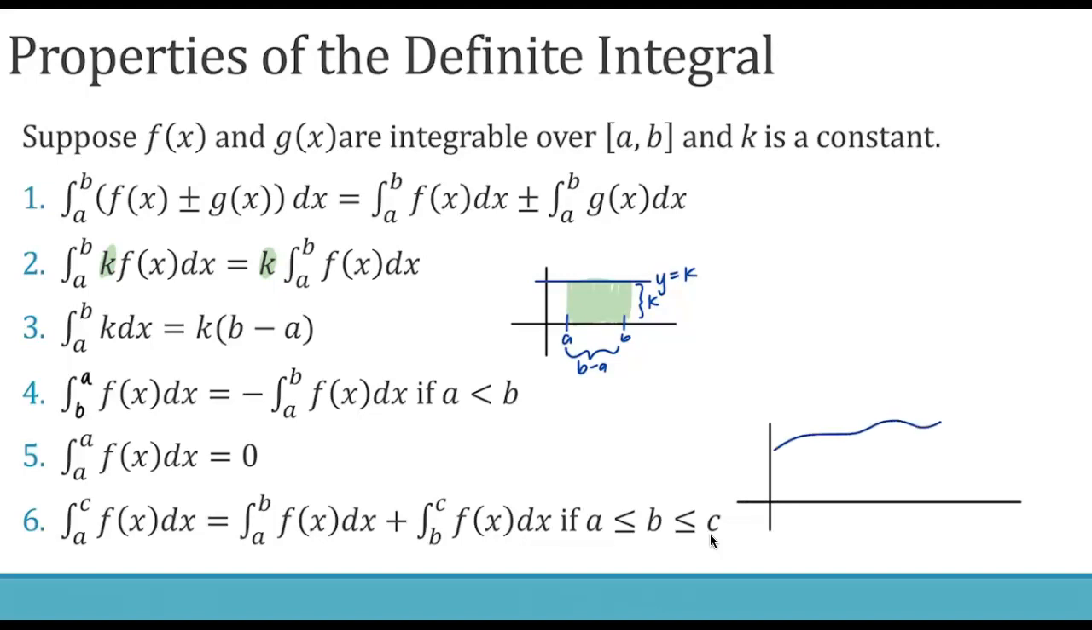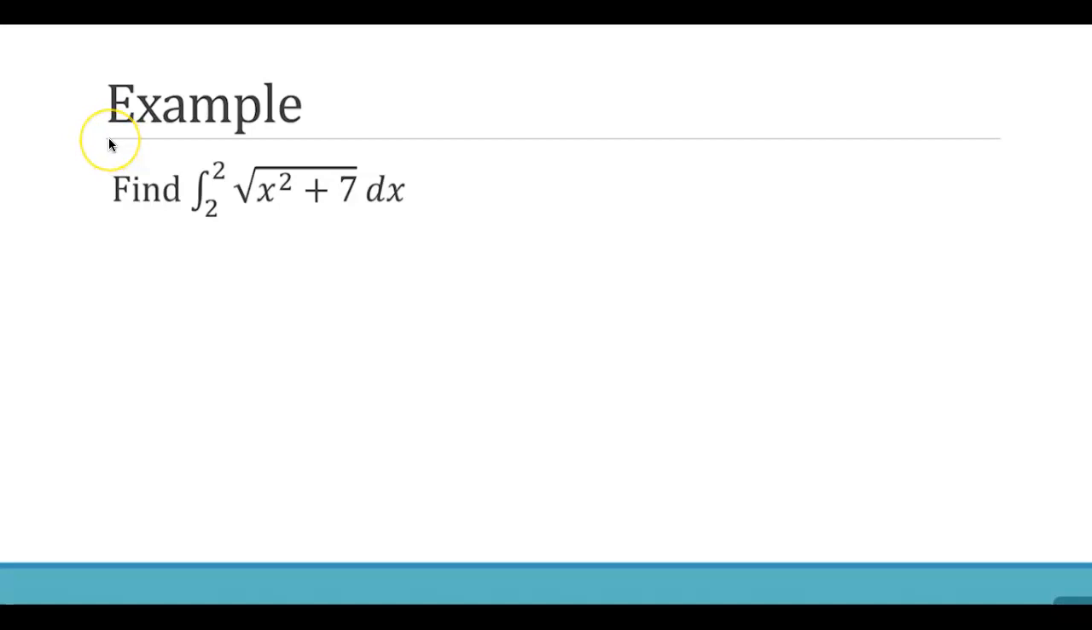So let's say I have a function f of x, and we have a is less than b is less than c. This property is saying that the area from a to c, so all of this area here from a to c between the function and the x-axis, can be calculated by doing the integral from a to b, so this portion here from a to b, plus the portion here from b to c. So I think that makes a little bit more sense when you think about the graphical representation of the definite integral. Let's do a few examples using those properties.